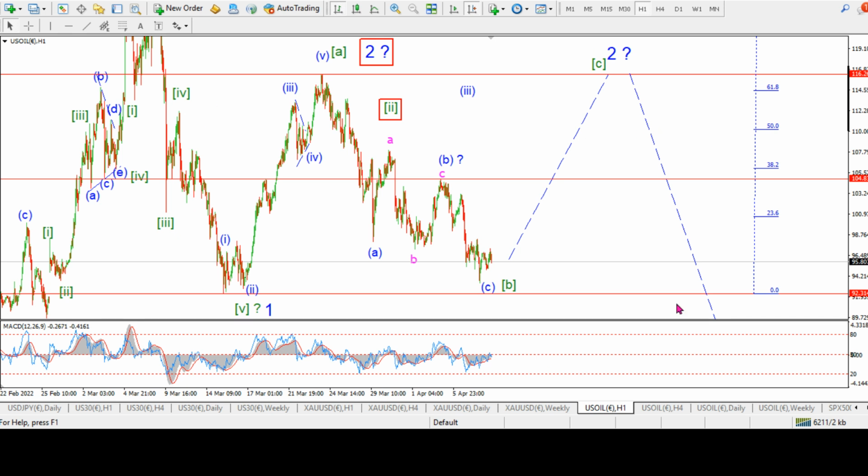I do think this is all corrective though, and I think in general, once this correction finishes, we'll see a larger decline into a third wave, and that's the base case that I'm working with here. Okay, let's move on.